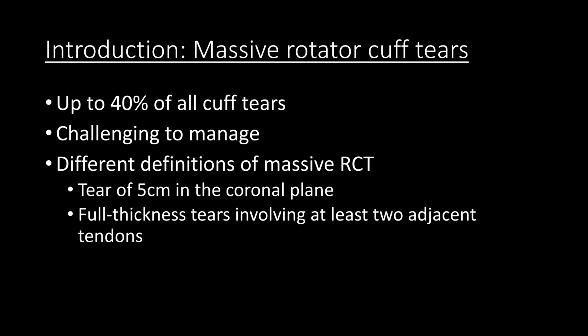So massive cuff tears comprise about 40% of all rotator cuff tears. They are particularly challenging for orthopedic surgeons to manage for several reasons. One is that there are different definitions of massive rotator cuff tear in the literature, which makes them difficult to consistently diagnose and treat. The two most commonly used definitions are a tear measuring 5 centimeters or more in the coronal plane on MRI, and the second one, which is probably used more, at least among us, is full thickness tears involving at least 2 adjacent tendons.